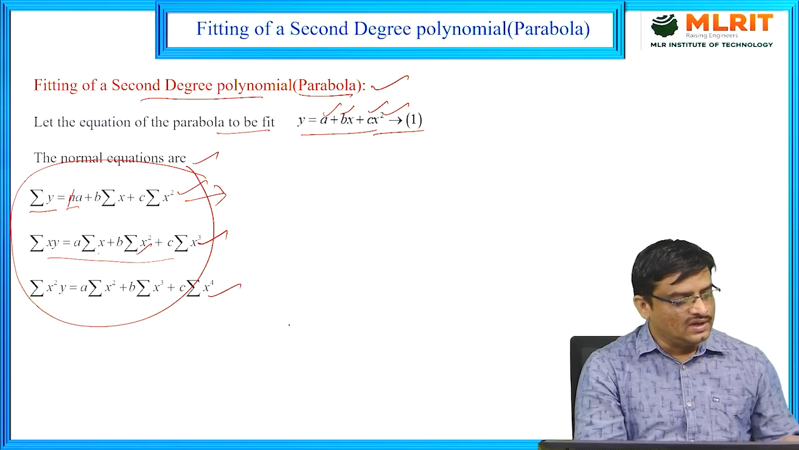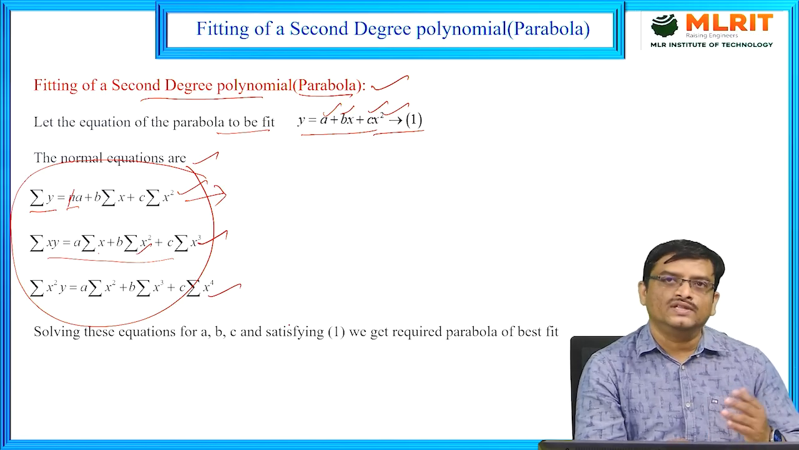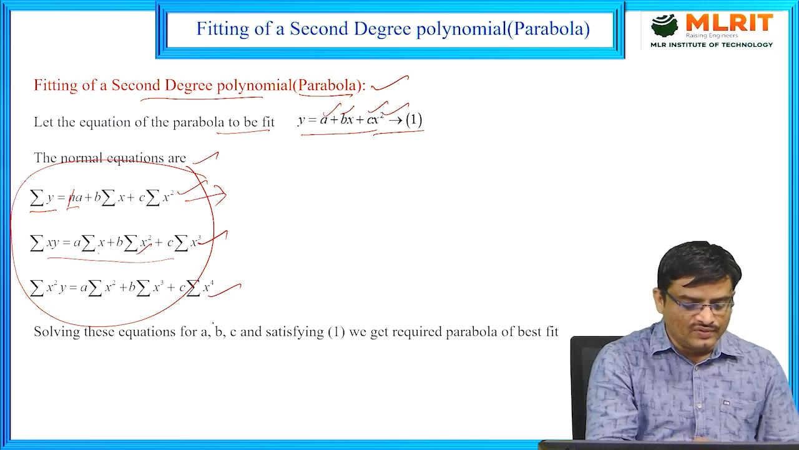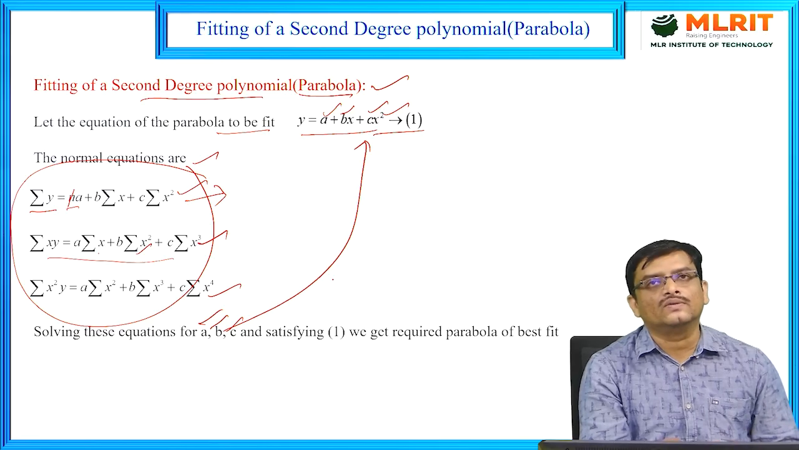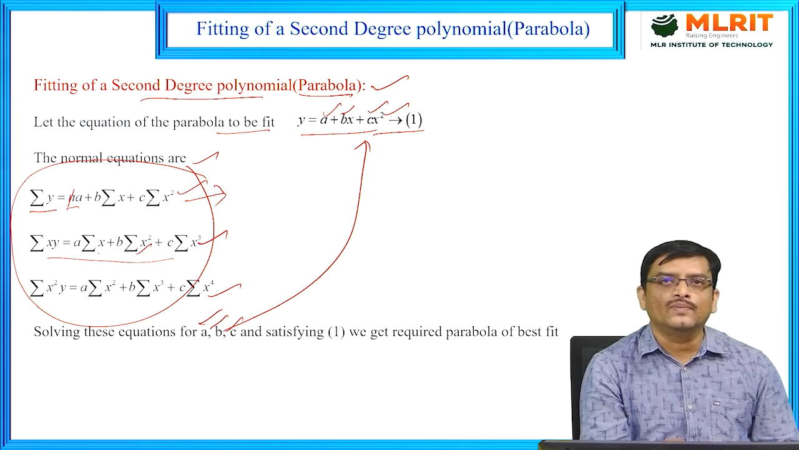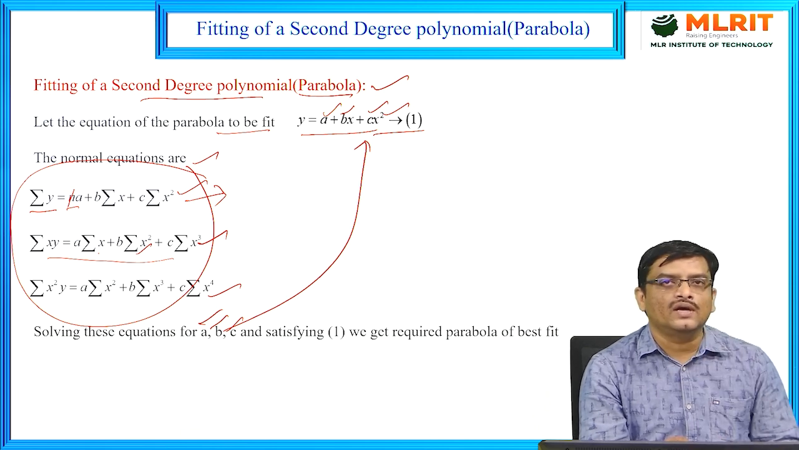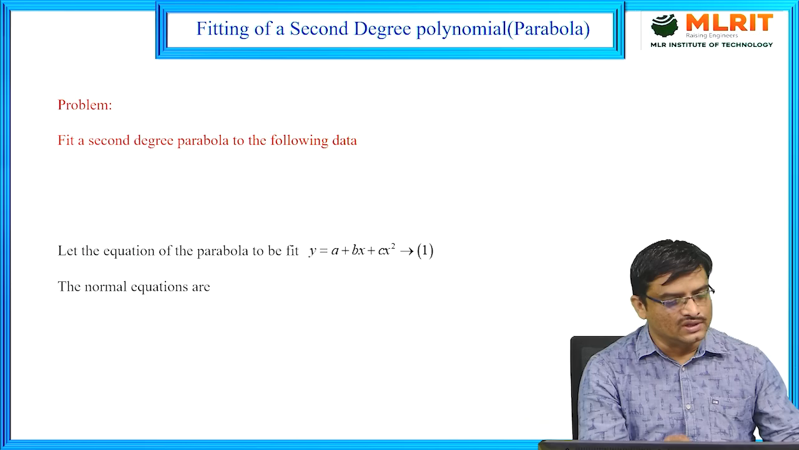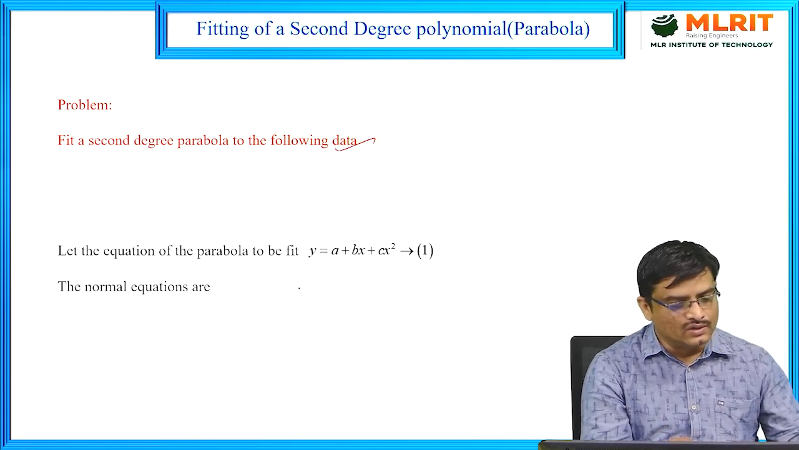Once you take these normal equations, you solve them as usual, as we followed in the straight line. You will get the values of a, b and c. You substitute these values in equation 1, and we will get our required second degree polynomial or parabola curve. So this is the procedure to find the second degree polynomial or parabola for the given data using the method of least squares. Now let us take one example for this also. Fit a second degree polynomial or second degree parabola to the following data.